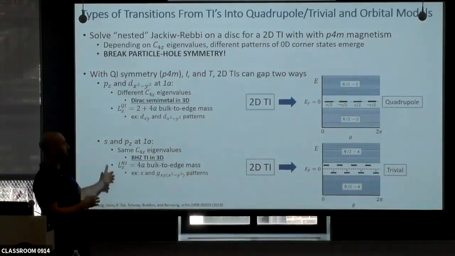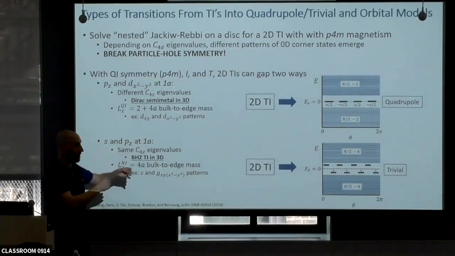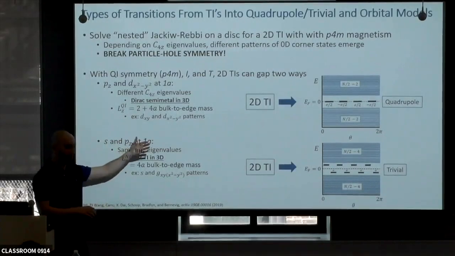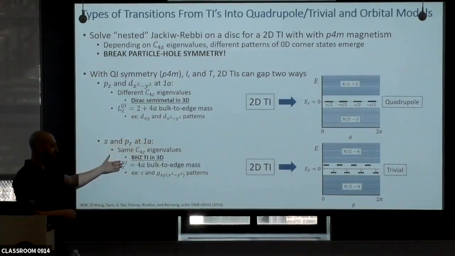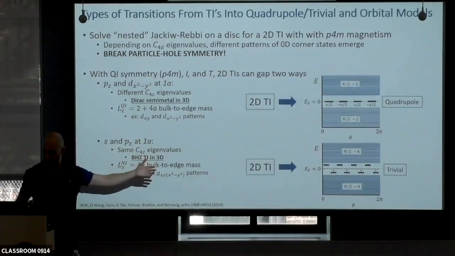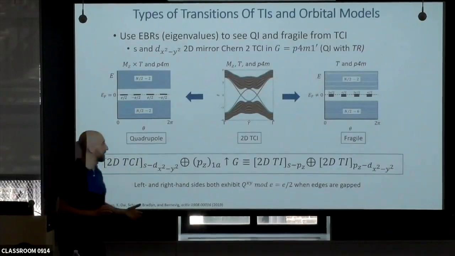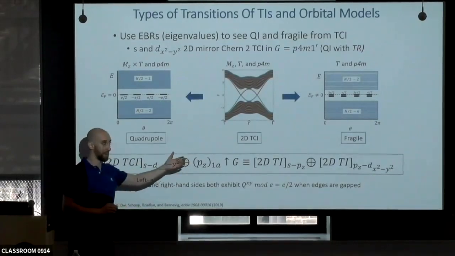And so for a 2D TI with different C4Z eigenvalues, I find that I get an angular momentum 2 plus 4n set of corner modes. So I get 4 plus 8n corner modes, and at half filling, even if I break particle hole symmetry, they always carry a quadrupole moment. But if I have just S and P orbitals, even if it's C4Z symmetric, I get some trivial arrangement of corner modes.